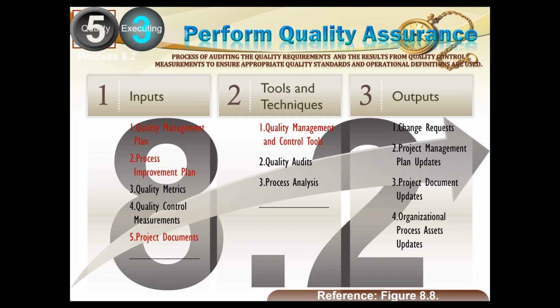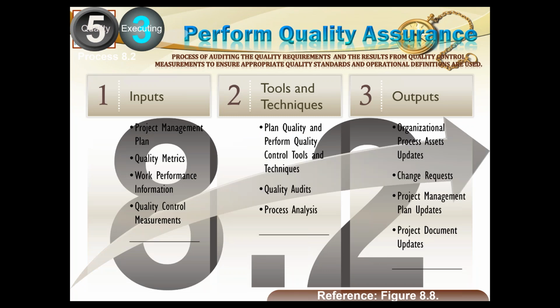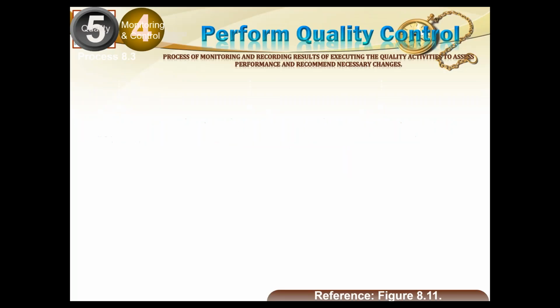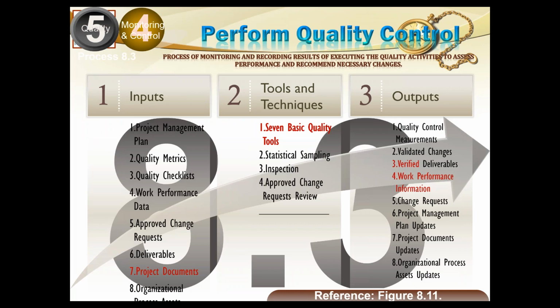So we will need the quality management plan, the process improvement plan, which we created specifically for this purpose, quality metrics and quality measurements, and the project documents. And ultimately, if there is a problem, to fix that problem, we'll move the change request, and the project management plan, project documents, and organization processes may be updated in light of that. Last but not the least is perform quality control. And that is about what? Quality control is about?